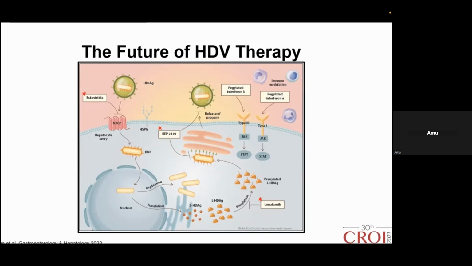REP2139 is a nucleic acid polymer drug that has unclear mechanisms, but essentially inhibits the export of hepatitis B surface antigen-coated particles from the hepatocyte, including hepatitis D virions. And so this also leads to the potential accumulation of subviral particles in hepatocytes.